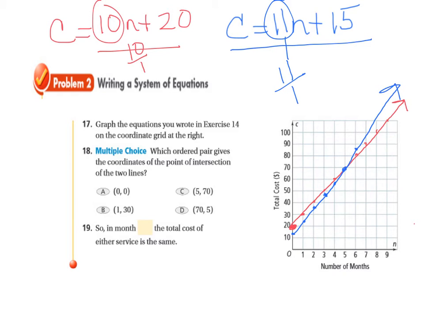So if you'll notice here, my point of intersection is right here, at the ordered pair. I go over 5, and then I go up to 70. So my answer is C. So in month 5, the total cost will be the same.